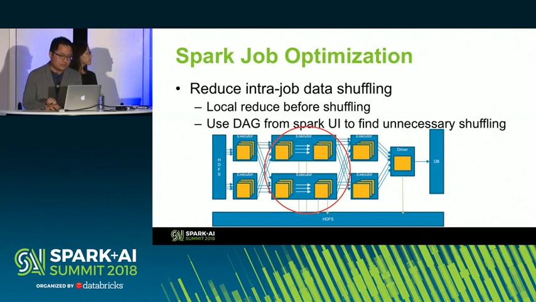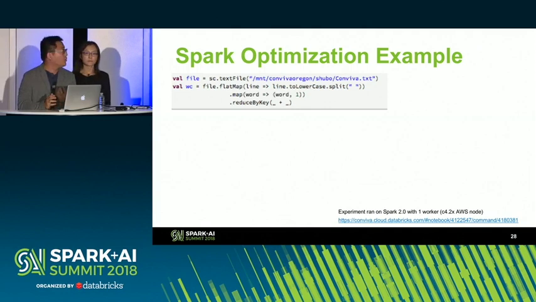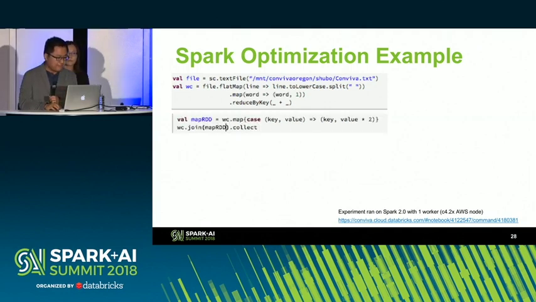Let's take a simple code example here. The example starts with a simple word count. Then we do some transformation to this word count RDD and join those two RDDs together. In this example, I simply multiply the value by 2, but in a real scenario, we actually use a sliding window operation to form a time series.